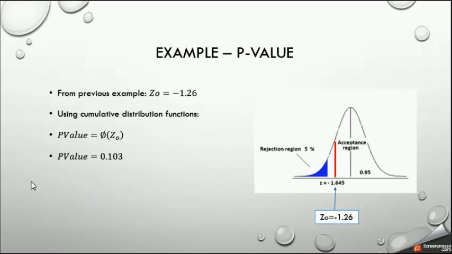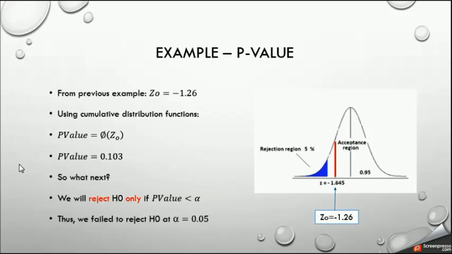From the standard normal distribution table, we get the p-value to be 0.103. How do we use the p-value? As we have said, we reject the null only if the p-value is less than alpha. Alpha is 0.05, or 5%. So we fail to reject the null at alpha equals 5% because the p-value is larger than alpha. Finally, we also fail to reject the null hypothesis.